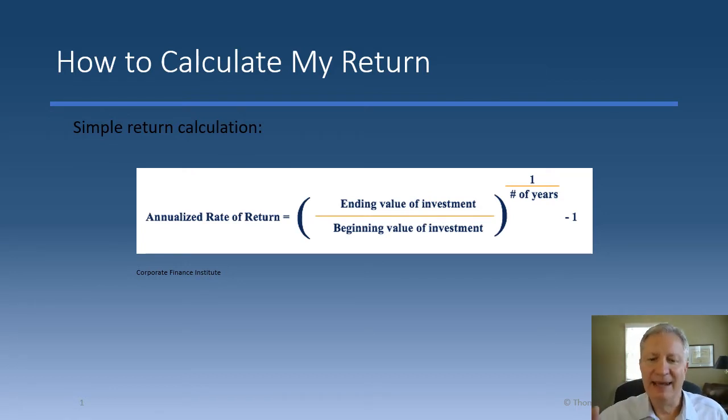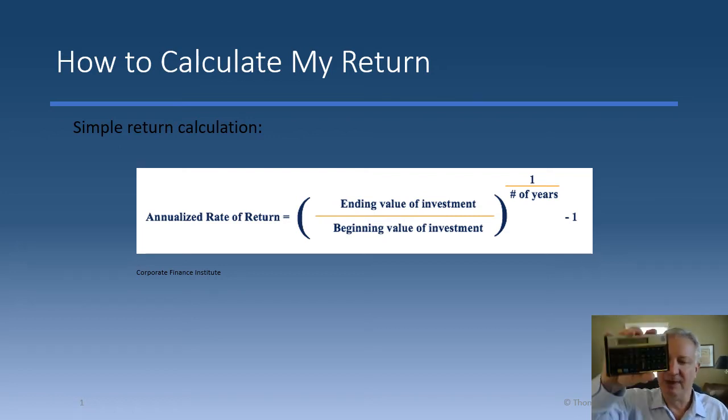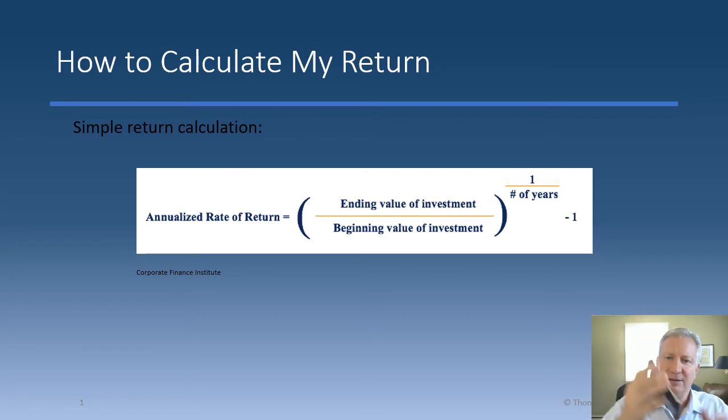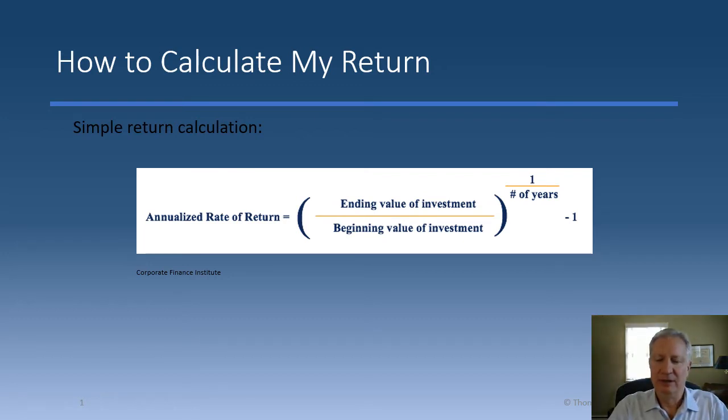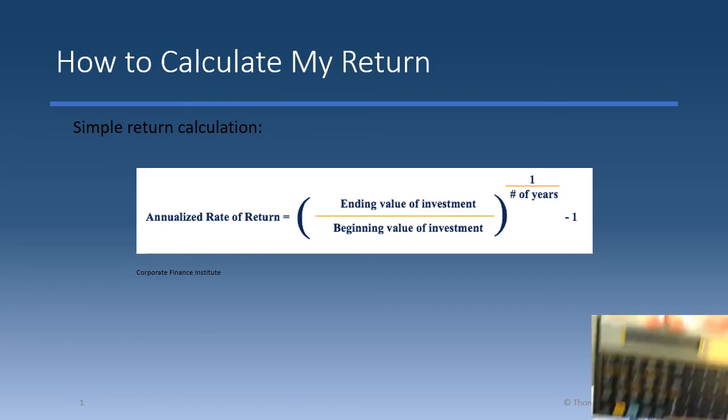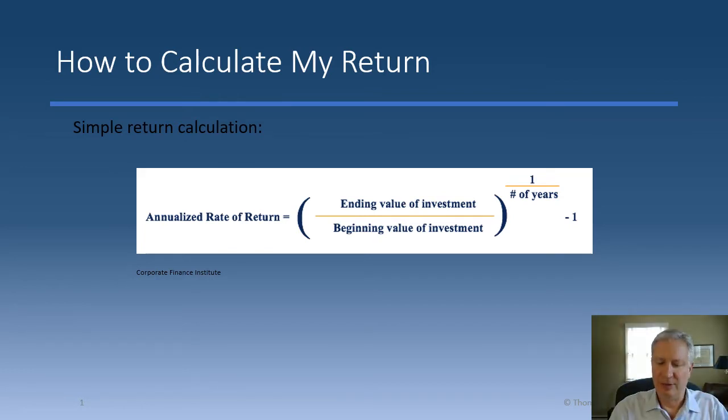And if your ending value of an investment was, say, $100 and the beginning value was 50, you bought it for 50, you sold it at 100, it would only be to the 1/1 power, or it would just be 100/50. And I'm just using my calculator here. And so I would just take 100 and divide by 50. I get 2. And subtract 1. And I get 100% return.